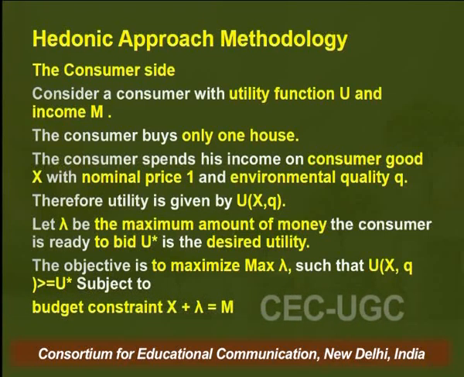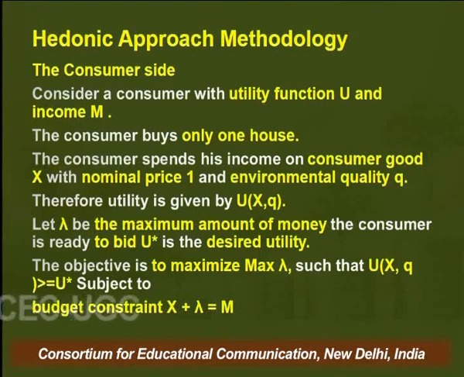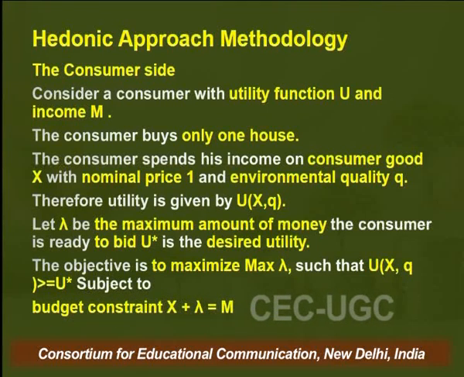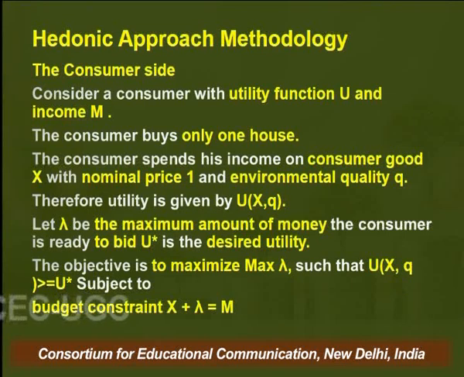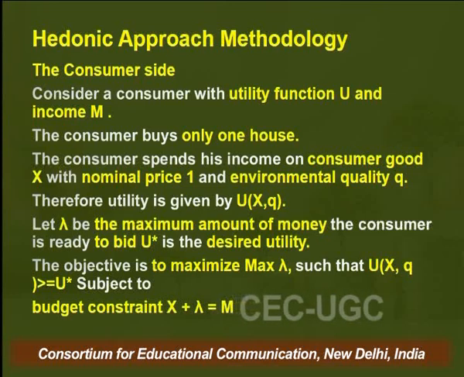Now give the value to that house as an environmental good, that is Q, and there is a nominal price for that consumer good, the house, which is 1. So you can easily set up a utility maximization function given by U, which is a function of X and Q. Here we assume that lambda is the maximum amount of money the consumer is ready to bid for the utility U star.